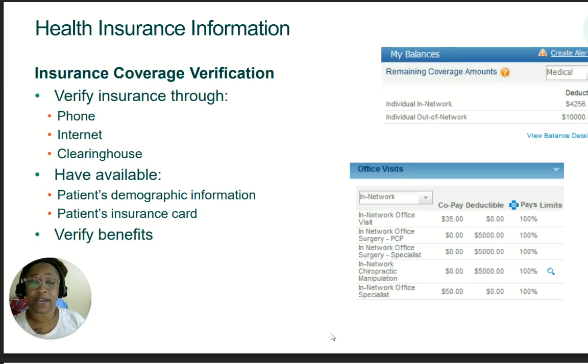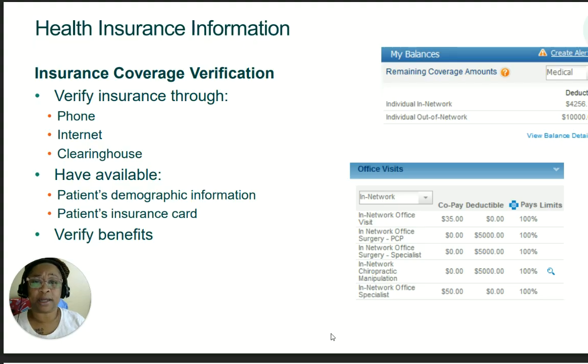Insurance coverage verification is one of the main things that causes AR to drop in an office, because we don't make sure that we have the correct information. So that's why it's important that we always get a front and back copy of the insurance cards so that we can have that correct information available. To verify insurance, this needs to be done every time before the patient comes in to see the doctor.